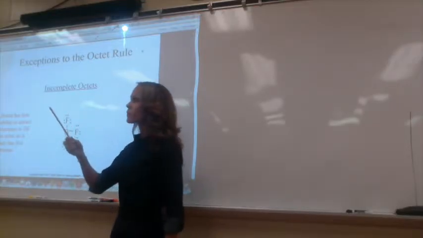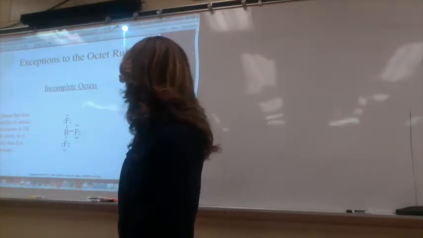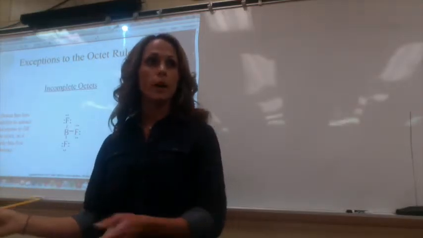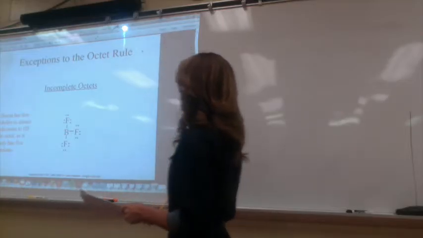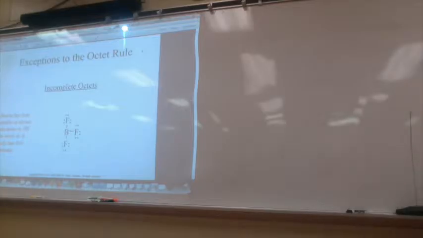This also happens with beryllium. I don't think it's in your notes, but beryllium only needs 4. Jot that down. So beryllium will only ever have 2 bonds. So boron needs 6. Beryllium needs 4. Those are the 2 that will get an incomplete octet.